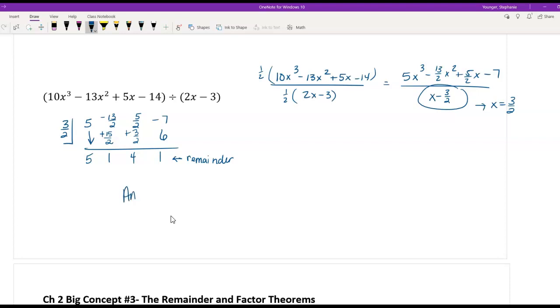And so my answer becomes 5x squared plus x plus 4 plus 1 over x minus 3 halves. Or if you want to go ahead and change that x minus 3 halves back, this becomes 5x squared plus x plus 4 plus 2 over 2x minus 3. That's because the first thing we did was multiply both my numerator and my denominator by 1/2 to get rid of that fraction. Either one of these is an acceptable answer.